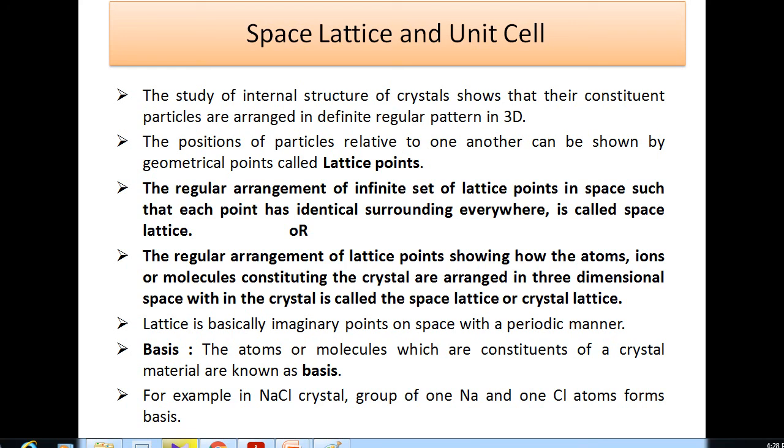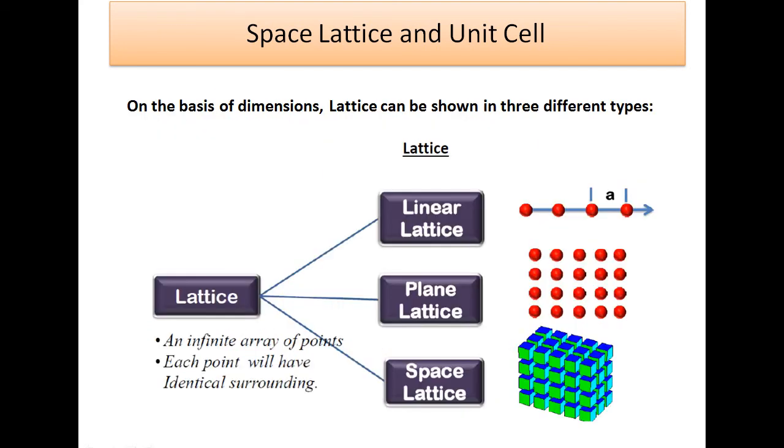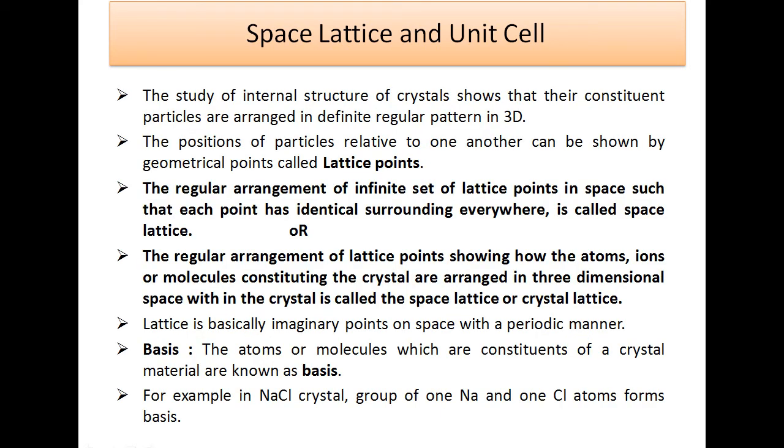Now what do we mean by basis? The atoms, molecules or ions which are constituents of a crystal material are known as the basis. For example, in the case of the NaCl crystal, a group of one sodium atom and one chlorine atom forms the basis of the crystal. Now how can we generate the crystal structure? By adding these bases to the given lattice of the crystal.